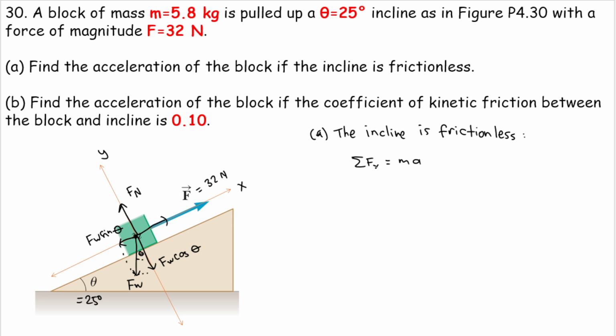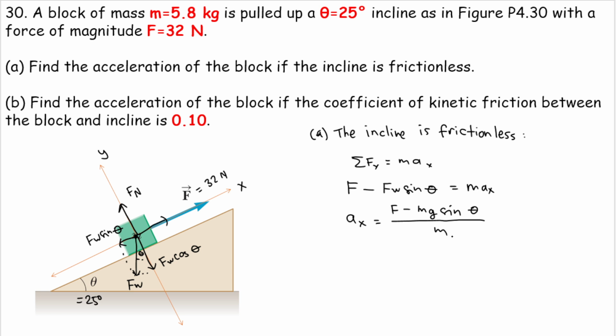And here we work in the x direction. In the positive direction, I will have this F, and in the negative direction, I will have Fw sine of θ. Good. And we are looking for the acceleration, so we'll have this equal to m ax. Now let's isolate ax. We will have F minus Fw, but Fw is mass times gravity, so mg sine of θ, and divide that by the mass.